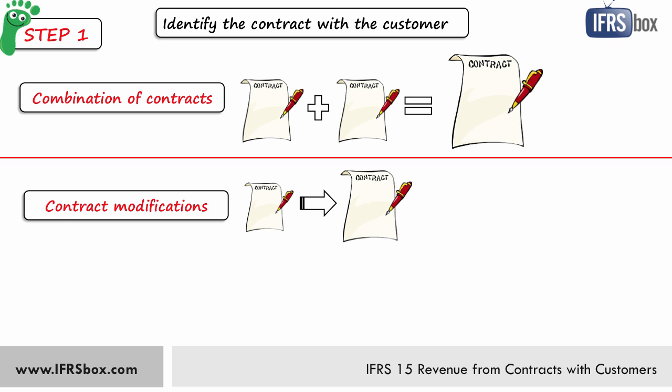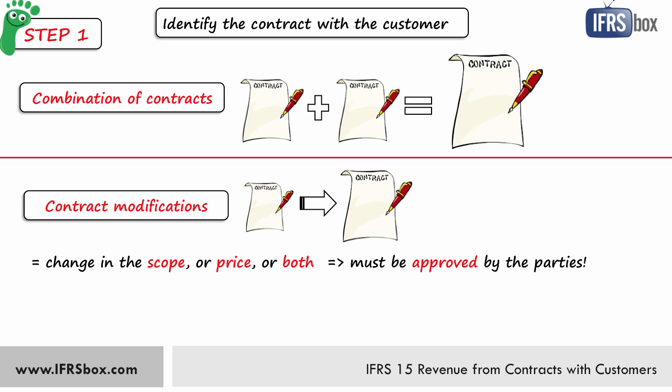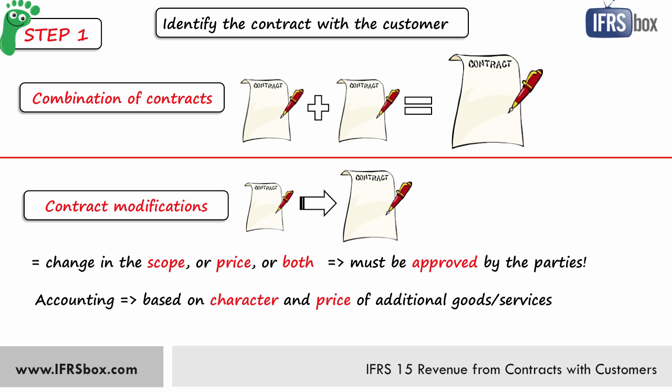A contract modification is a change in the scope, well, that's what a contract is about, the price, or both, that is approved by the parties of that contract. We shall account for a contract modification based on the character and the price of additional goods or services, and we would either account for a contract modification as a separate contract, or as a catch-up adjustment, or termination of the old contract and a start of the new one, or some combination. Again, if you need more details, please refer to the IFRS kit available on our website that covers this area.